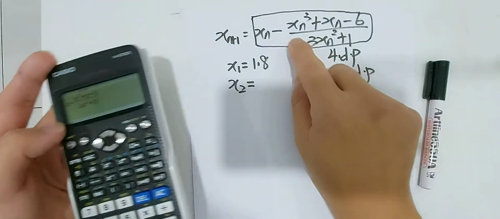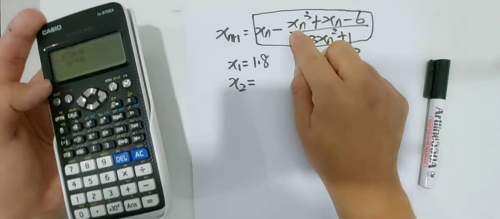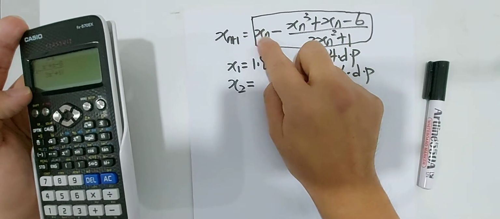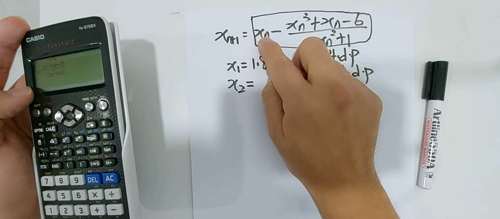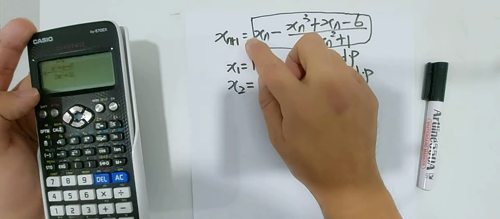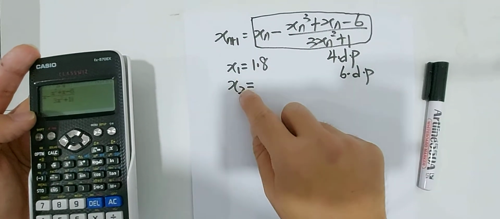So you don't care about the n here. This is just a subscript n to denote if this is 1, this is 2, if this is 3, this will be 4. It means that if you have the value of x2, you can find the value of x3. That's just the meaning here. So now I have x1, so I can find the value of x2.